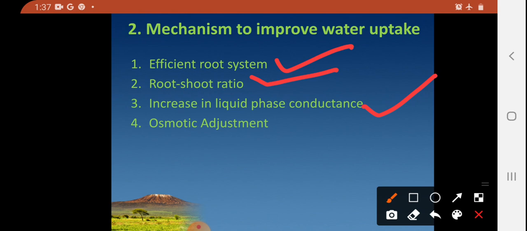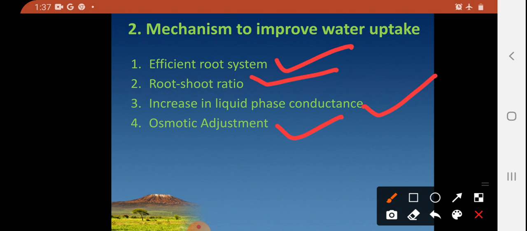So, reducing resistance to the water flow is obtained by increasing the diameter of xylem vessels or by increasing the number of xylem vessels or xylem tissues. Next, here you can see osmotic adjustment. As you already know these physiological terms, osmosis means what and all. So water stress condition breaks down carbohydrates and proteins, which increases solute concentration of cell sap. It results in reduction of osmotic potential.